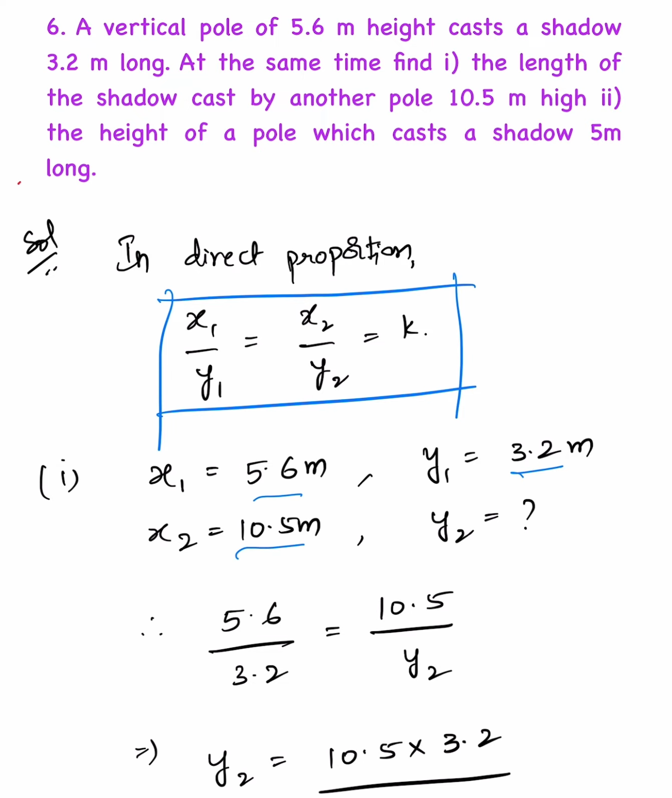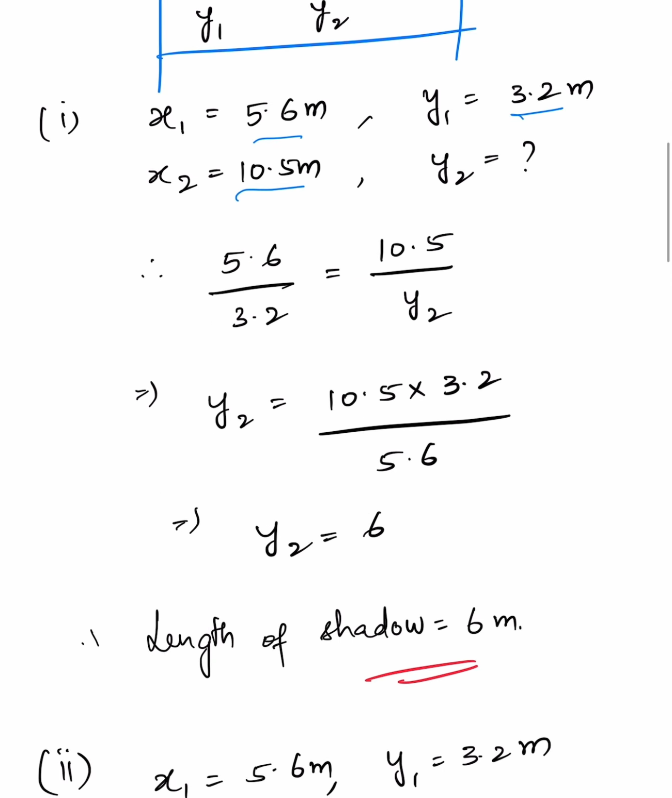So, 5.6 by 3.2 equal to 10.5 by y2. Therefore, y2 equal to 10.5 into 3.2 by 5.6. Therefore, y2 equal to 6. Therefore, length of the shadow is 6 meters.